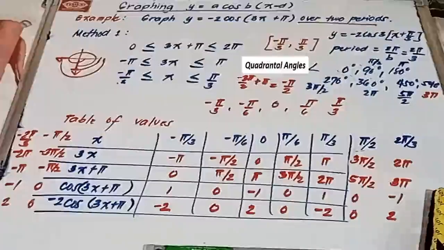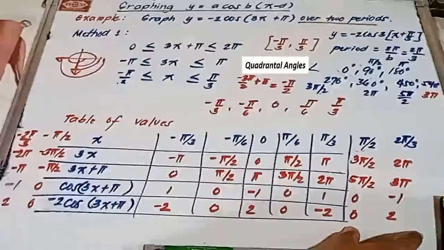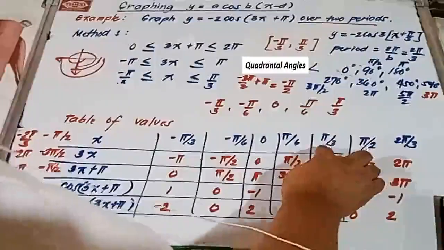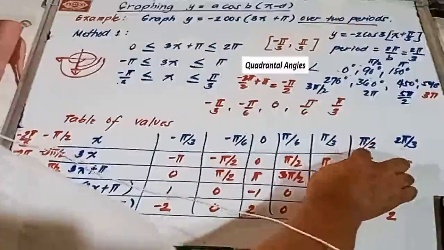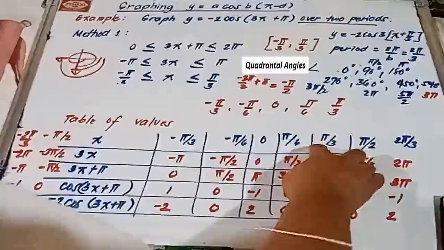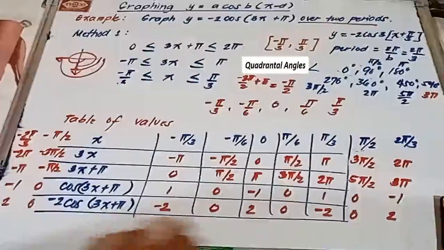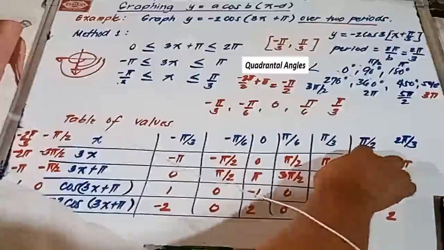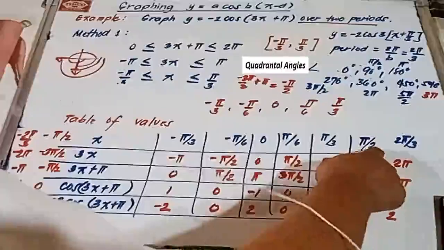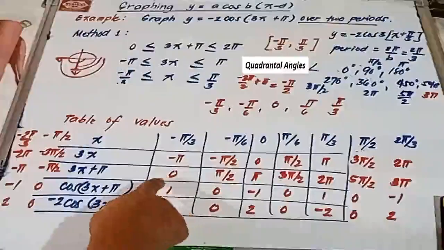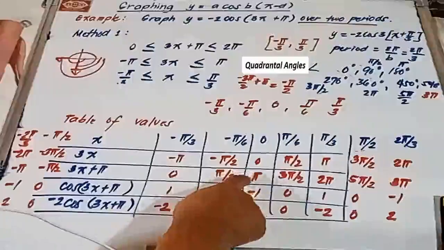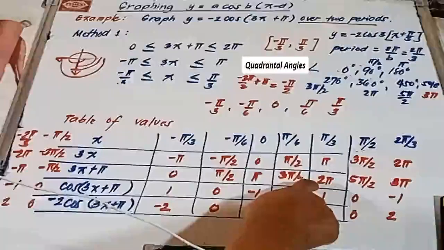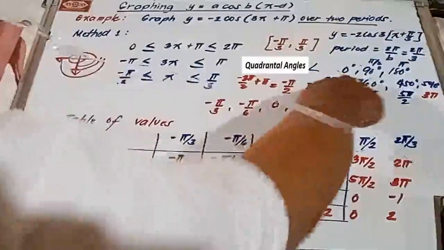para makuha yung other half, ito ang ginawa ko, kasi I added pi over 3 to pi over 3 para makuha yung 2 pi over 3. And then, I use midpoint para makuha yung gitna nitong dalawa. Okay? But there is another way para makuha natin yung other half ng x values natin. Paano? Dito ka mag-start. Kung mapapansin ninyo, ito ay 0, 90 degrees, 180 degrees, 270 degrees, 360 degrees. So, ibig sabihin, mga quadrant angles yon.